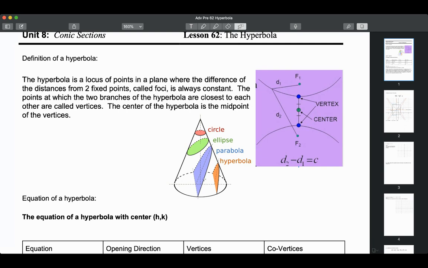If this is my plane cutting through my cone, if I continue up this way with the plane that the parabola is in, I'm not going to hit the second cone. The hyperbola would, though, because it's a little bit more vertical.